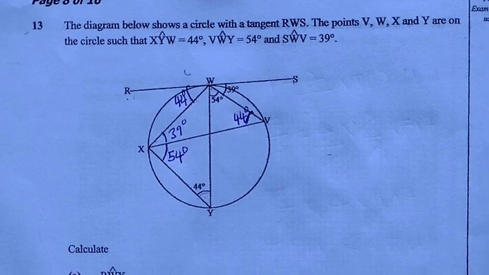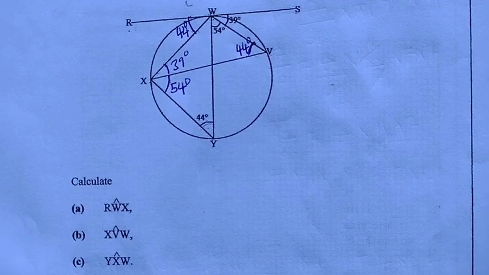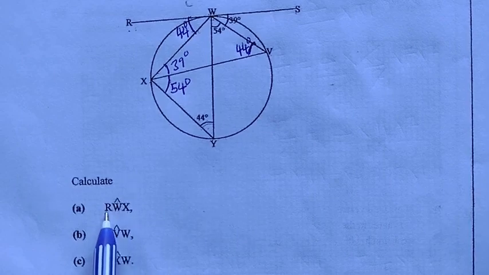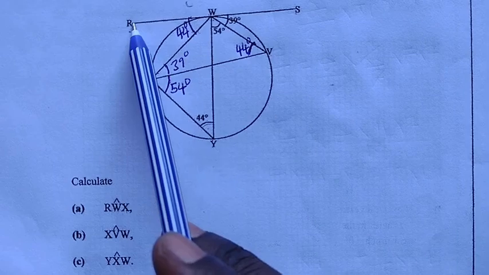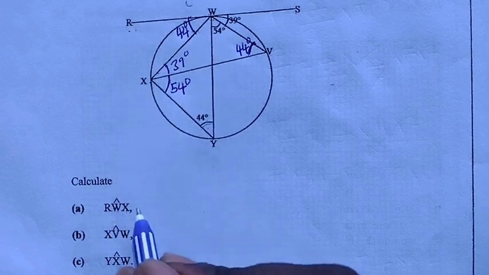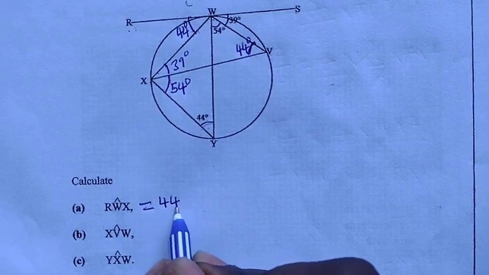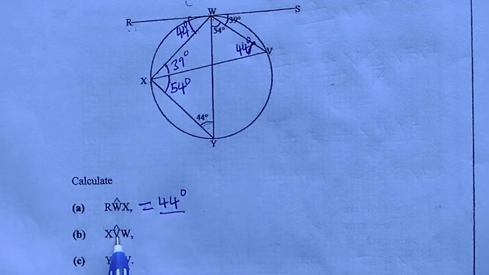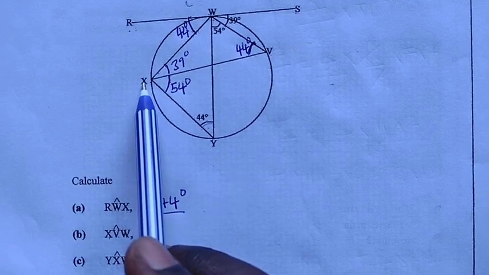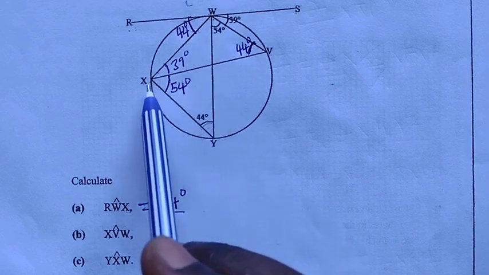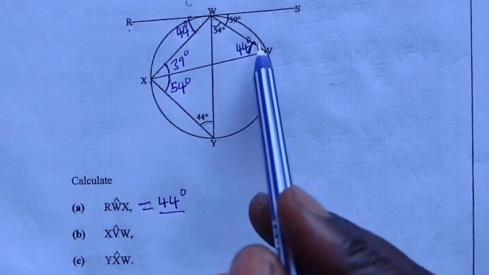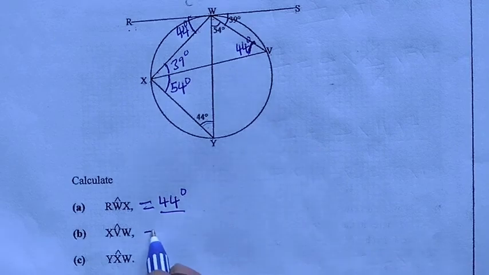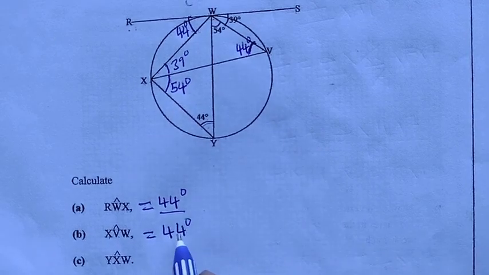Now we can look at the questions. The first one is calculate RWX. They want an angle at W, RWX. We have said this angle is 44 degrees. Then the second one is calculate XVW, the angle which is right here. You can see you also have a 44 right there. So even here it's 44 degrees.